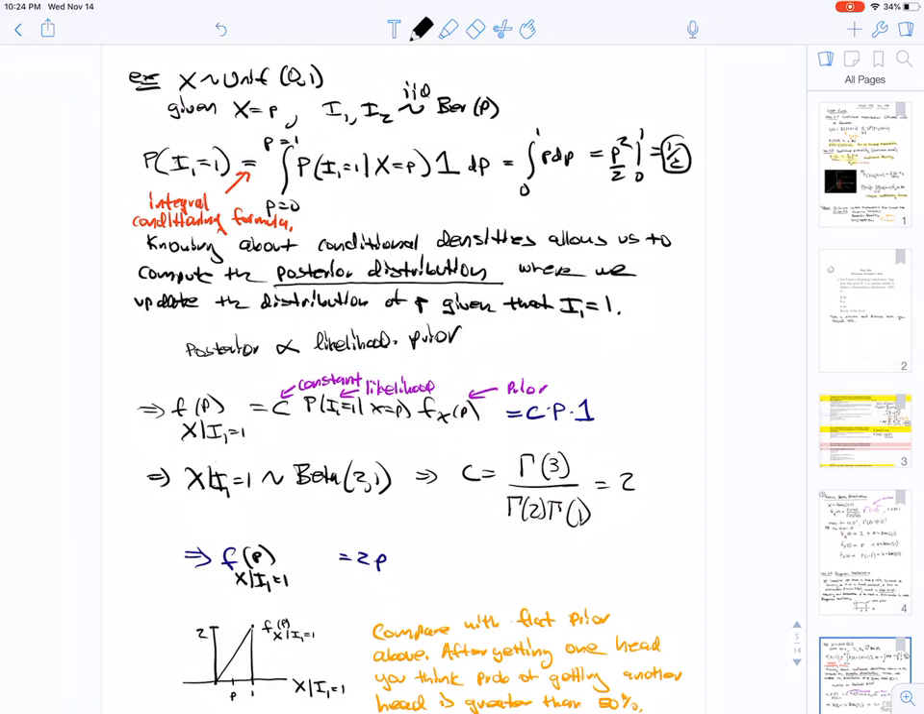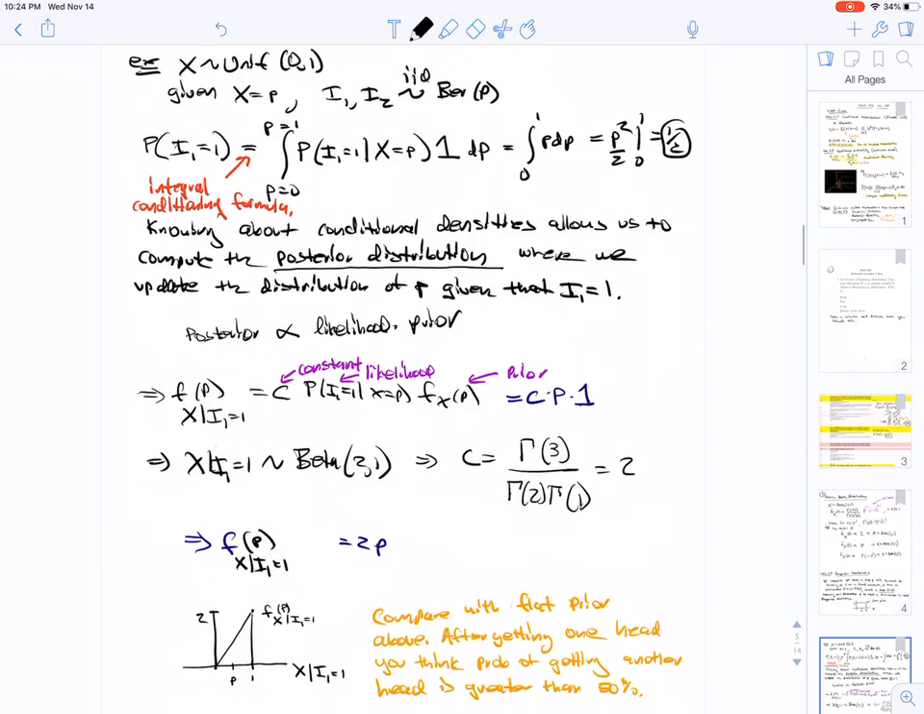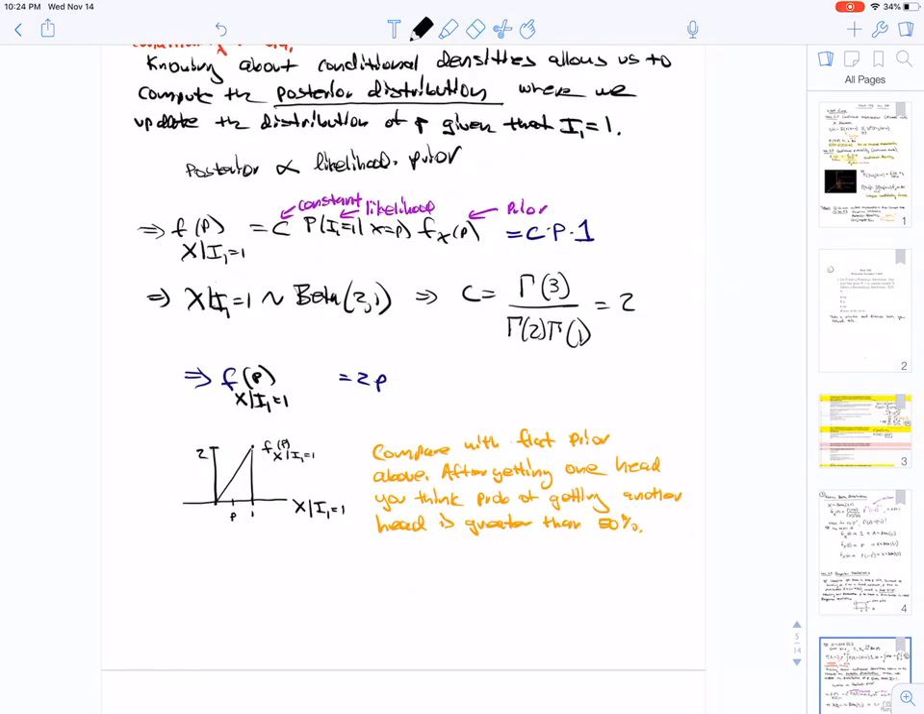The likelihood is p, and the prior is 1. So our posterior is necessarily beta 2, 1. If you wanted to find c, it would be gamma 3 over gamma 2, gamma 1, which is 2. So the posterior is actually 2p.